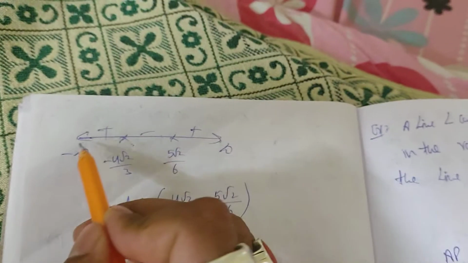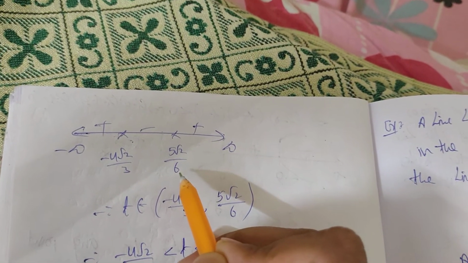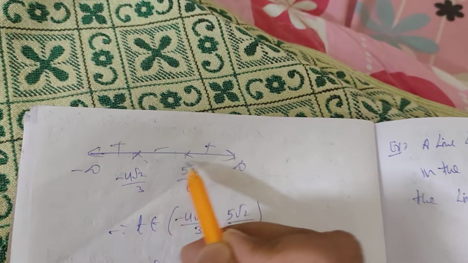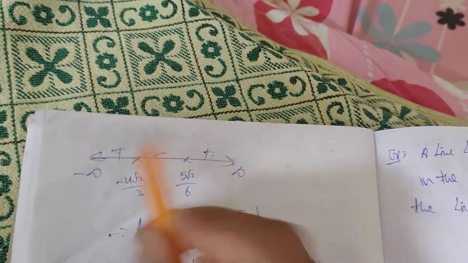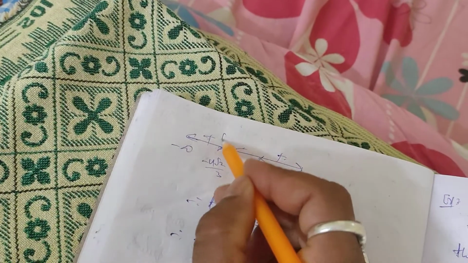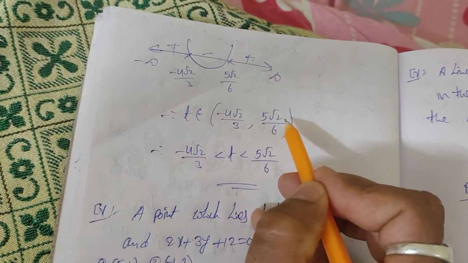So you take them on the number line: minus infinity, plus infinity. Minus 4 root 2 by 3, this is plus 4 root 2 by 3, and 5 root 2 by 6. So we have 3 regions only because there are 2 factors only: plus, minus, plus. So we want a negative number. Negative means we have to take the negative region. So therefore t belongs to (minus 4 root 2 by 3, 5 root 2 by 6).